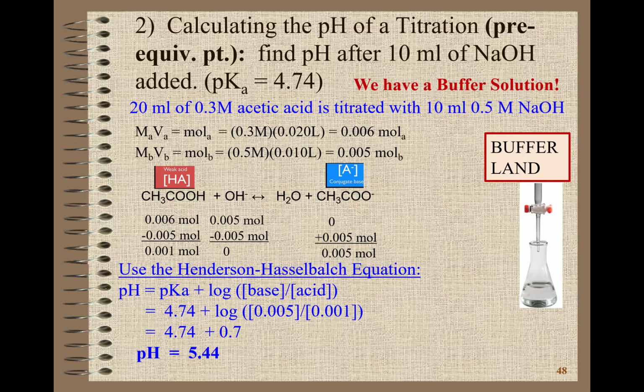So what's different about this? This is the most complicated one of all. What's different about this? We have an equilibrium situation.